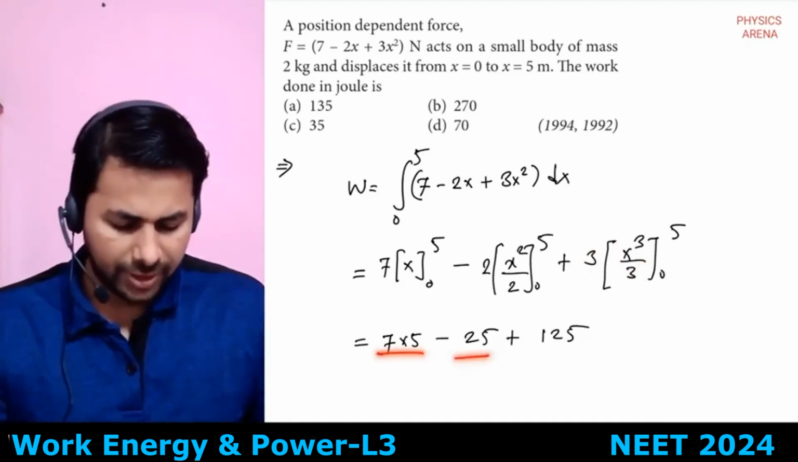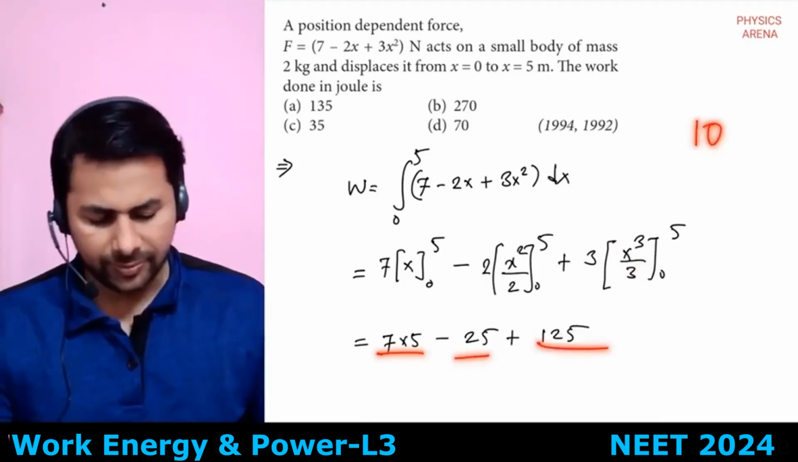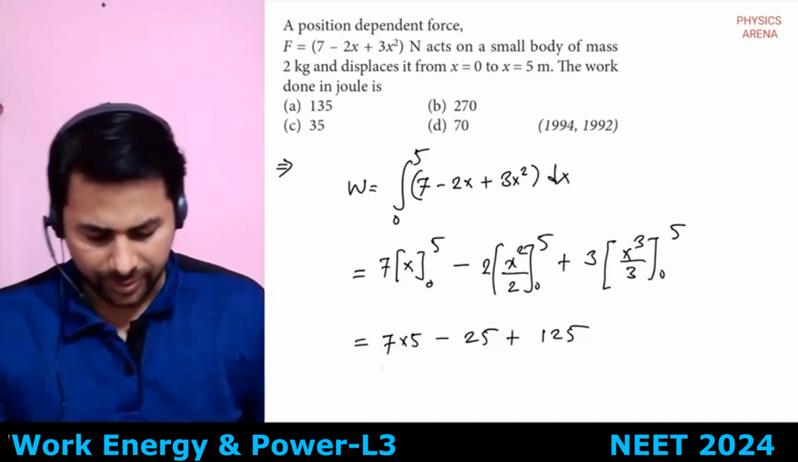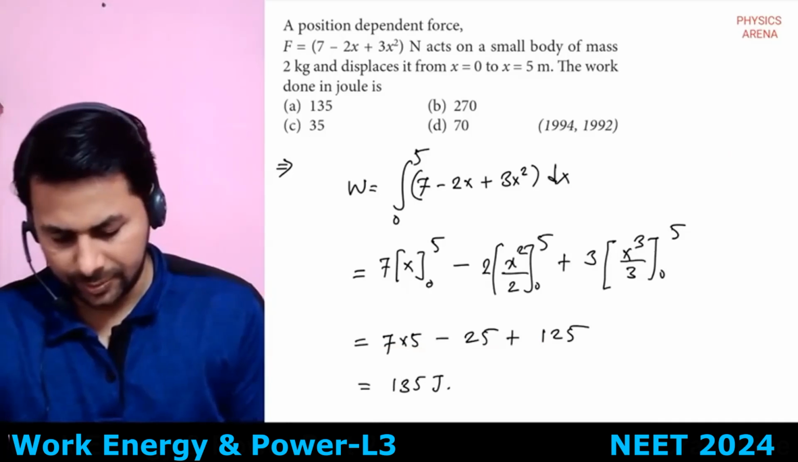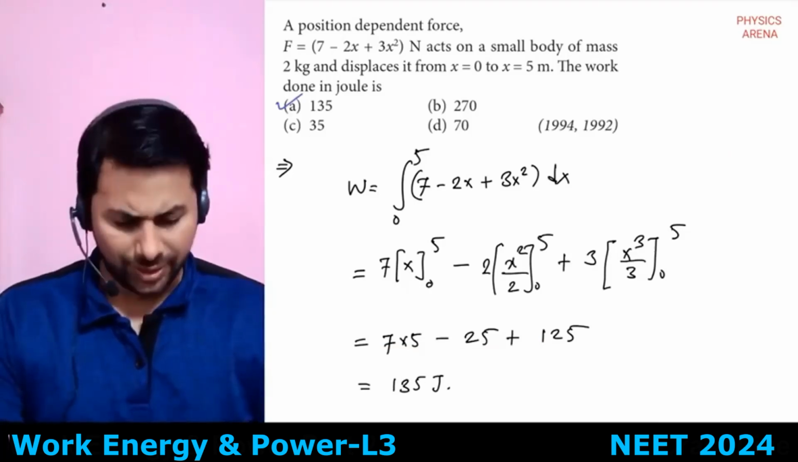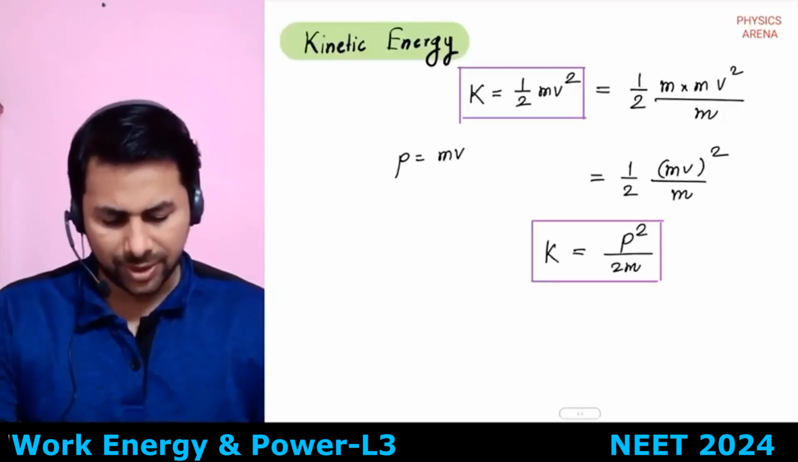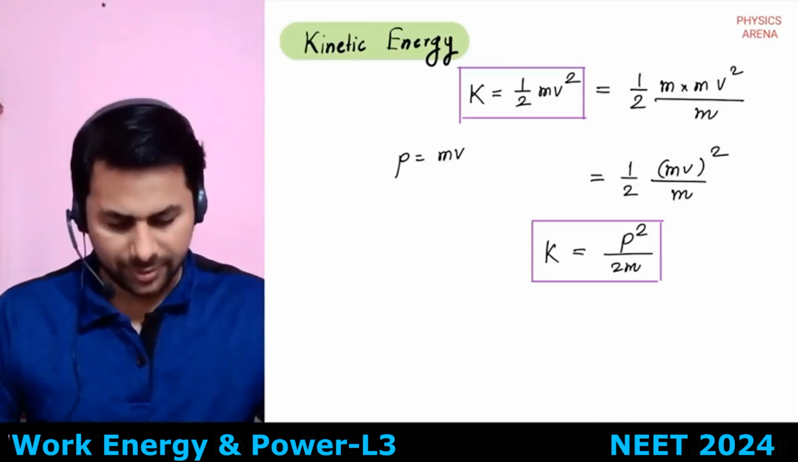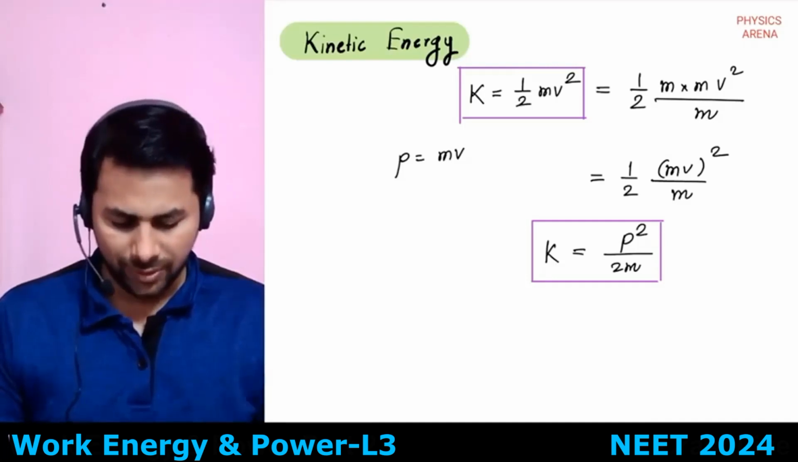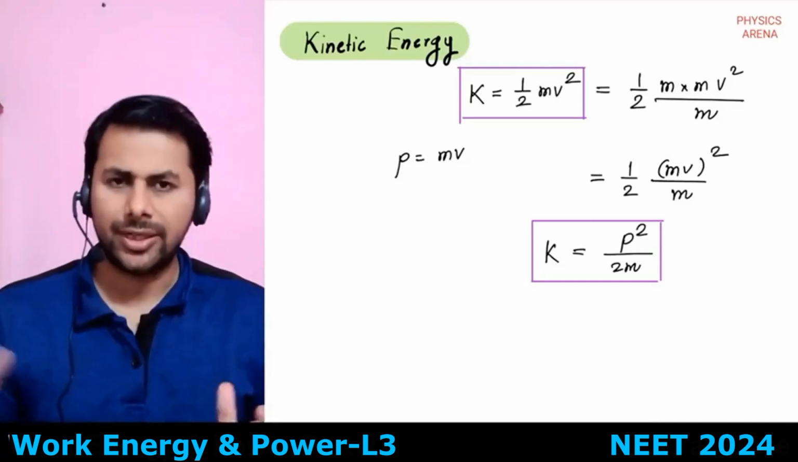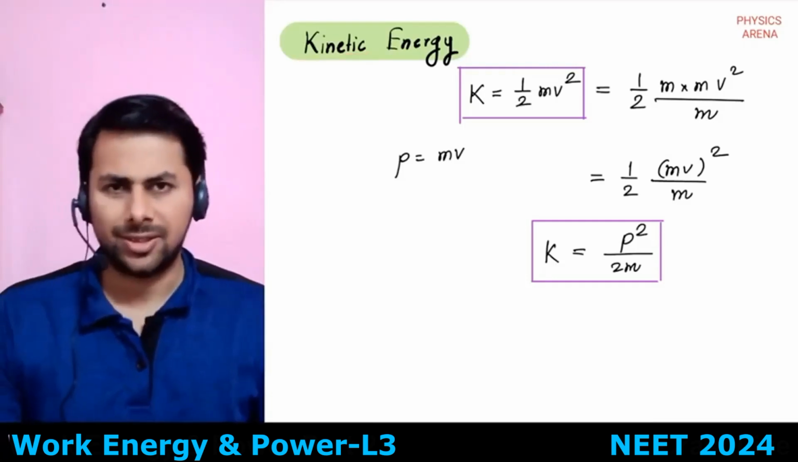So 35 minus 25 is 10. 10 plus 125 is 135. So 135 joules is the answer. Option A. So these are very simple questions, right? Okay. So then let's move on to the next topic, which is kinetic energy.